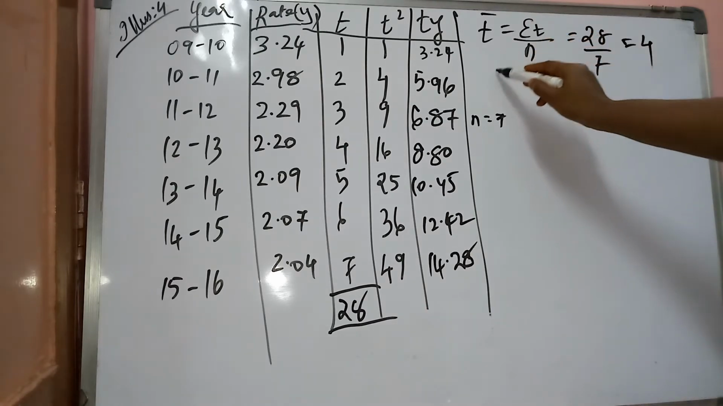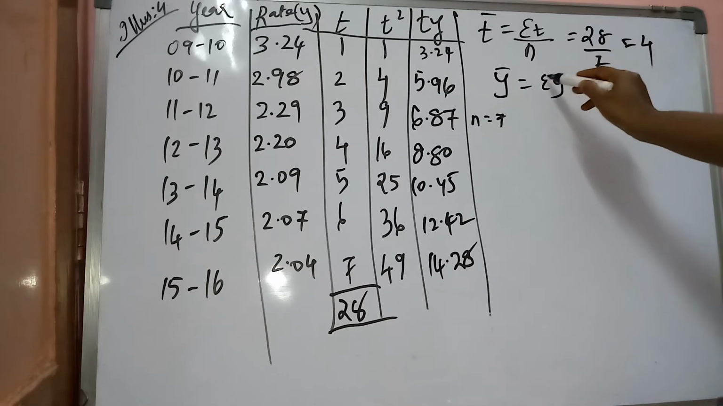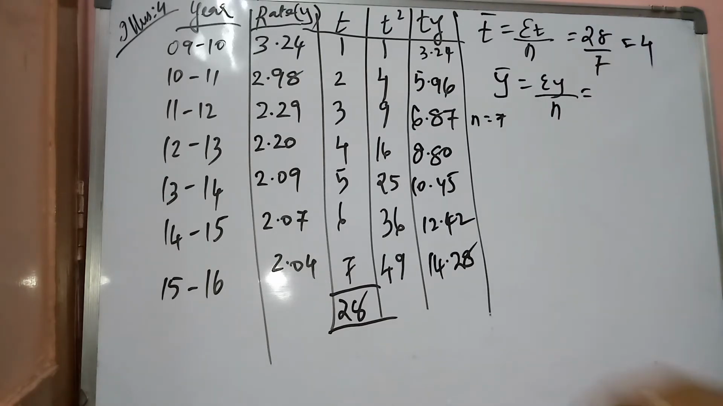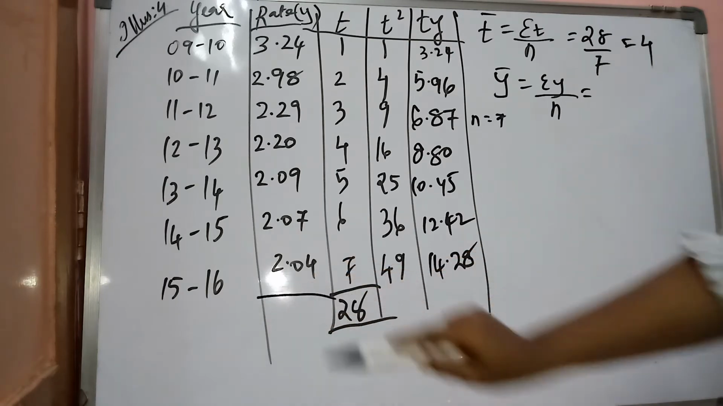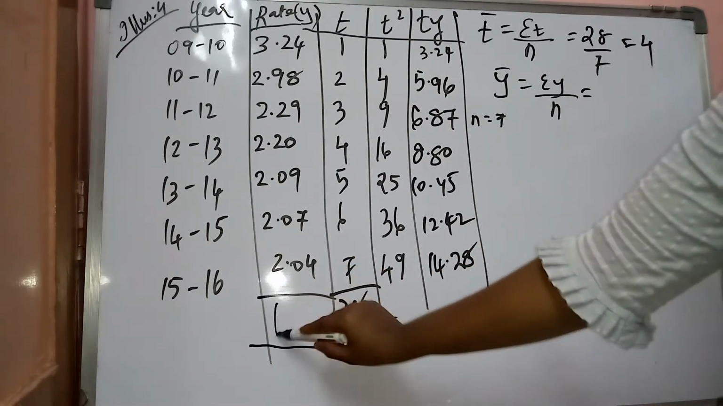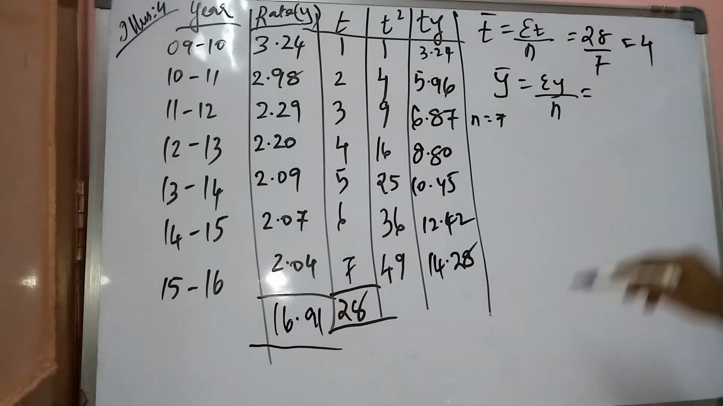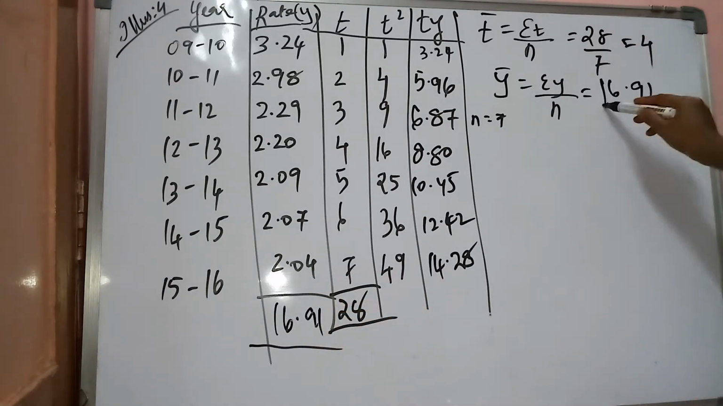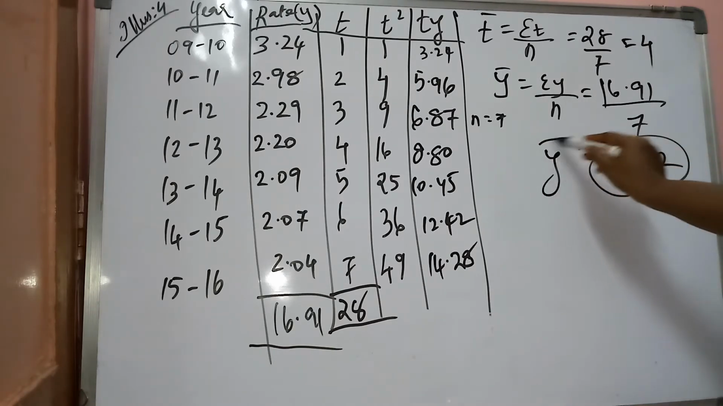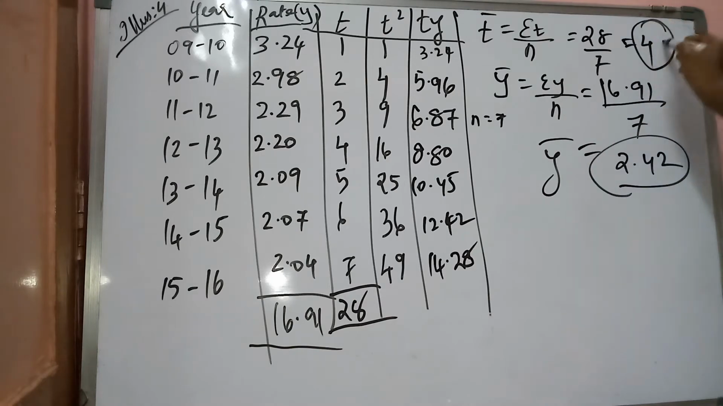Then you have to find out your y bar. So sigma y divided by n. So again, your y is this rate. So find the total of this. So the total is 16.91. So 16.91 divided by 7 is equal to 2.42. This is your y bar. Your t bar is 4. Your n is 7. Clear with this?